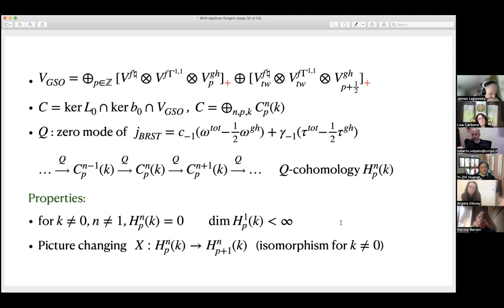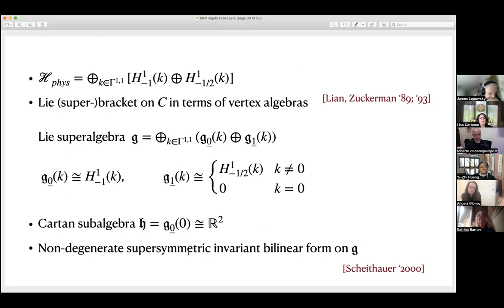Related to this, you can define a nice non-degenerate bilinear form on the cohomology, essentially. You can define a super bracket on these guys. This is also standard, was done by Lian and Zuckerman, and this is built really in terms of the vertex algebra which is underlying these guys. This means you can interpret these as a Lie superalgebra, where the even part is essentially these, and the odd part is given by these. This comes from the Neveu-Schwarz sector, so this comes from the vertex algebra side, and this comes from the twisted modules of your vertex algebra.